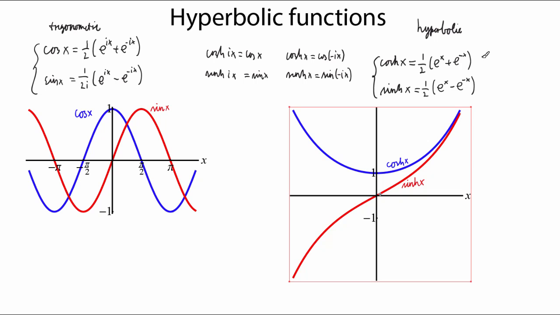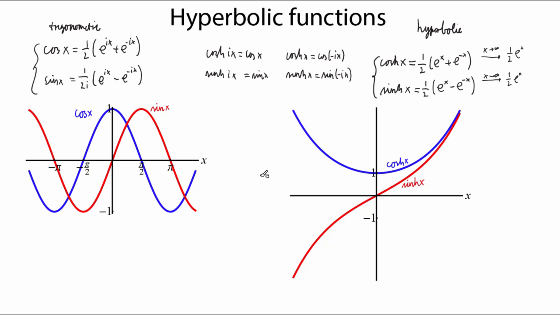So if x goes to infinity, this essentially goes as 1/2 e to the x. Same thing for sinh. If you go to minus infinity, then cosh becomes e to the minus x, and sinh becomes minus e to the minus x. But other than that, it's the same.